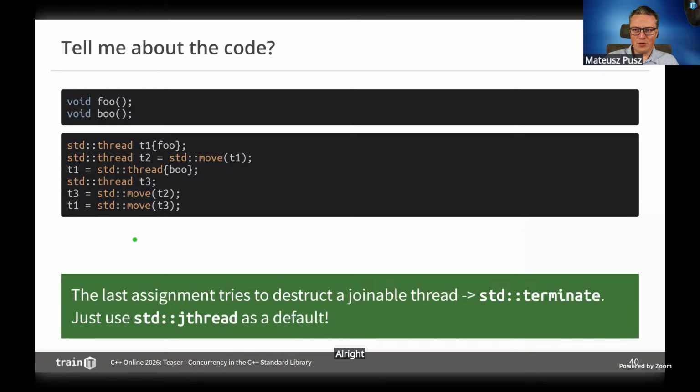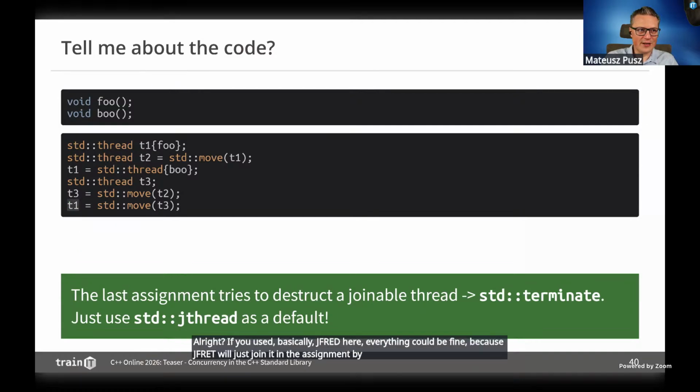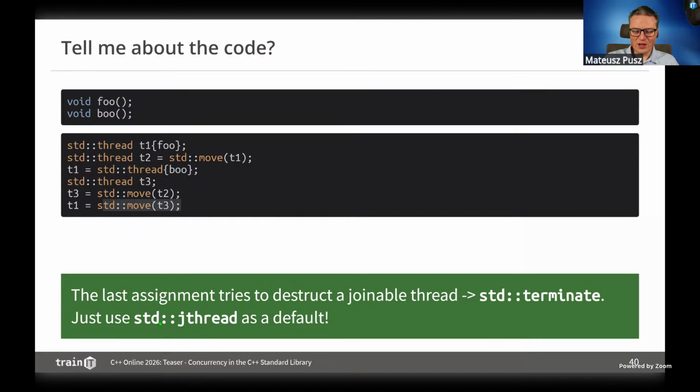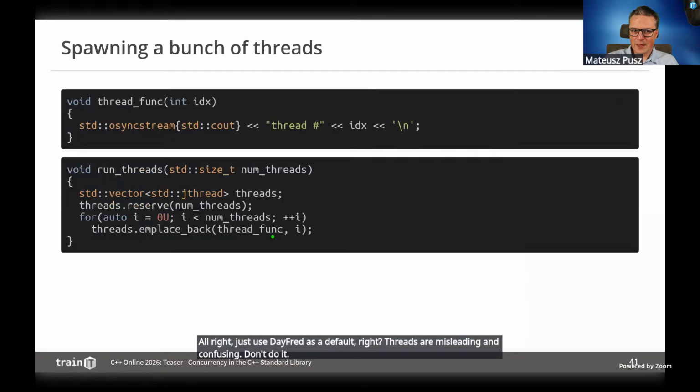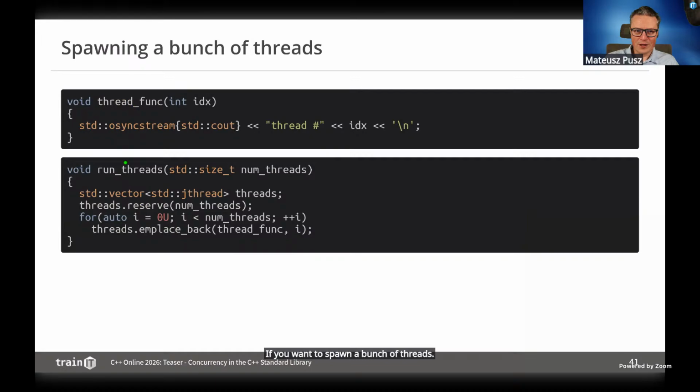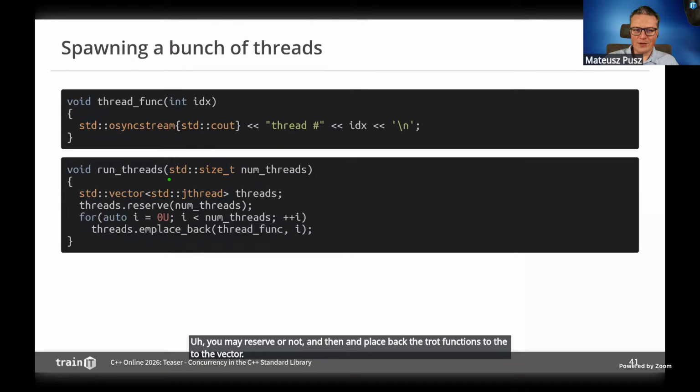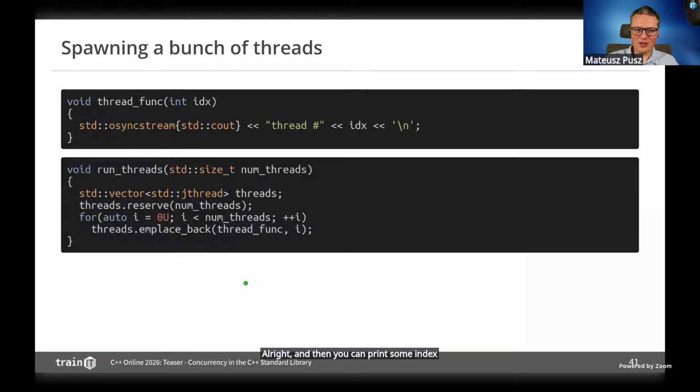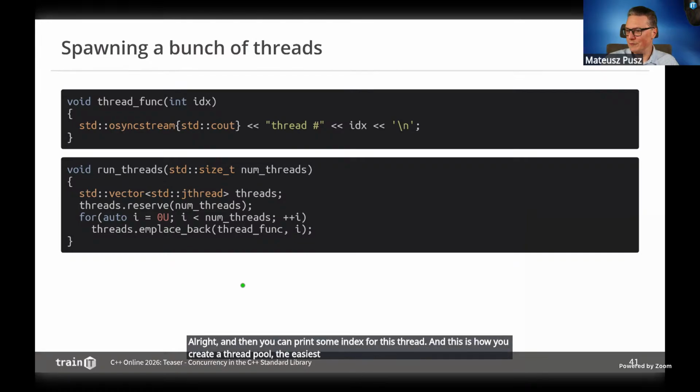If you used JThread here, everything would be fine, because JThread will just join in the assignment by itself, and then you will wait for it to finish, and only then will the move happen. Just use JThread as a default, right? Threads are misleading and confusing. Don't do it. If you want to spawn a bunch of threads, you want to create a vector of JThreads. You may reserve or not, and then place back the thread functions to the vector. Then you can print some index for this thread, and this is how you create a thread pool, the easiest thread pool you may want to deal with.